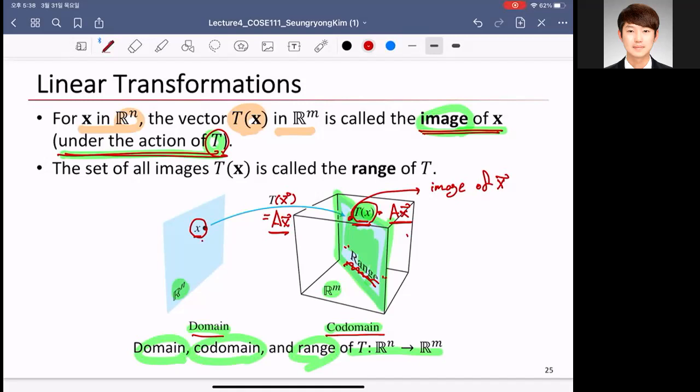Right. Exactly. The set of all possible images is the range. The set of all possible Tx, or images, is called the range of T. Range of T.